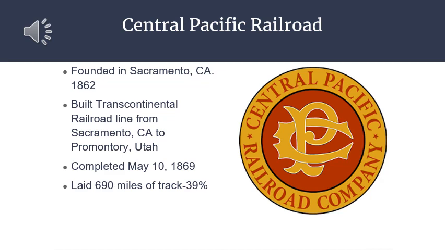The Central Pacific Railroad, founded in Sacramento, California, 1862. They built the Transcontinental Railroad line from Sacramento, California to Promontory, Utah, completed May 10th of 1869. All told, they laid 690 miles of track, or 39% of the Transcontinental Railroad.